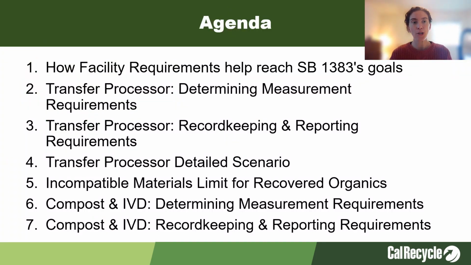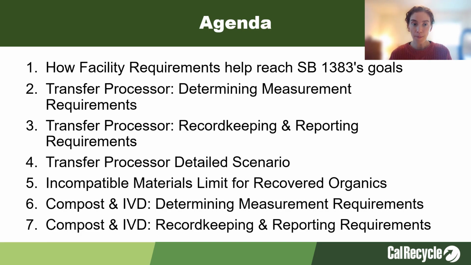This training is split into 7 sections or parts. In part 1, we'll do a high-level overview of the facility requirements and why measurements need to be taken, how this reaches SB 1383's goals. In part 2, there will be a review of the new transfer processor measurement requirements and how to classify incoming streams of waste to the transfer processing facility. In part 3, it will be a review of the new transfer processor requirements for record keeping and reporting.